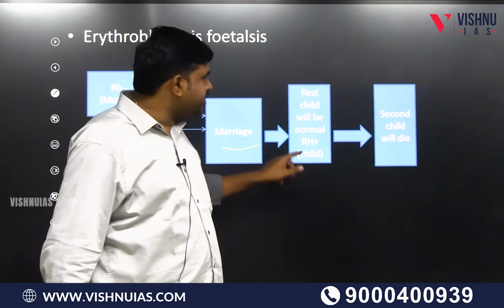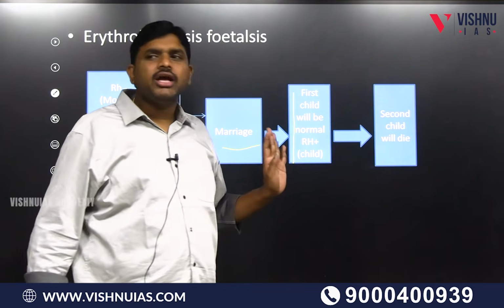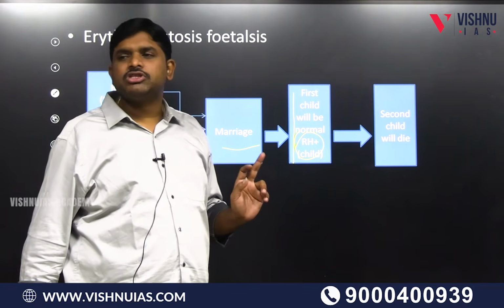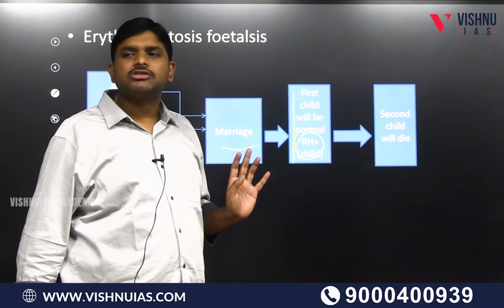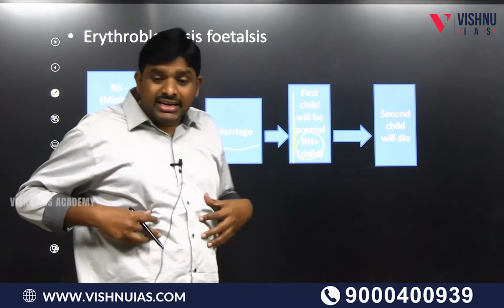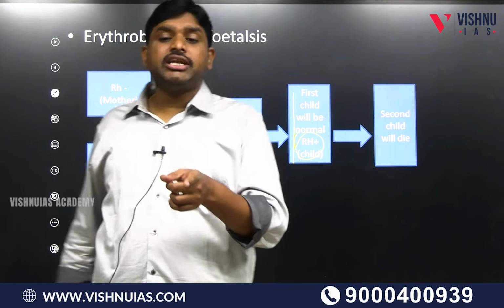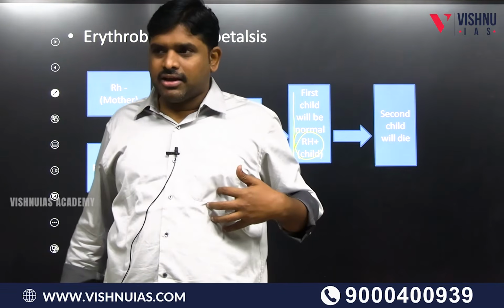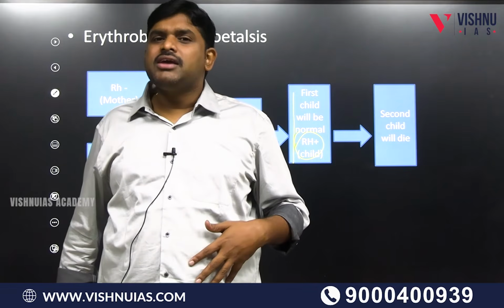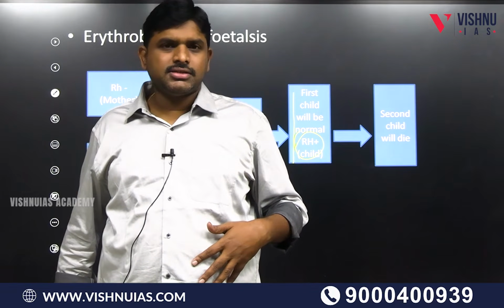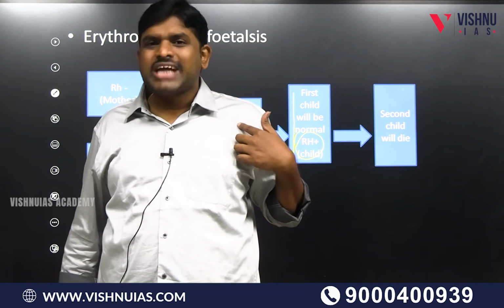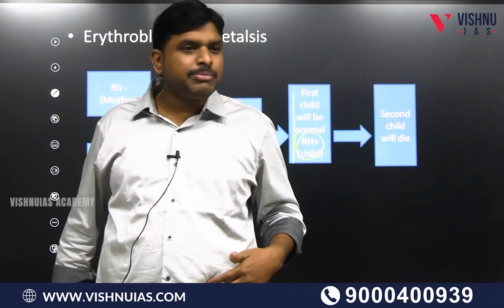Mother became pregnant. The first child will be normal, which is called Rh positive. But the mother is Rh negative. By the time I identify that there is a foreign antigen, I am the mother. In my stomach there is a baby. The baby is rhesus positive. I am Rh negative, which means we both are different. Why? Because I don't have that protein, but the baby has that protein.